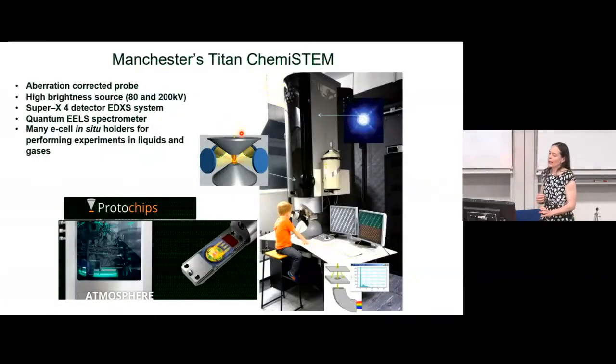And so, there's been a lot of work, particularly in the last decade, trying to bring that liquid environment into the electron microscope. And the way that you have to do that is to be able to sandwich your liquid in between two impermeable membranes so that the liquid doesn't escape and degrade the vacuum of your electron microscope.